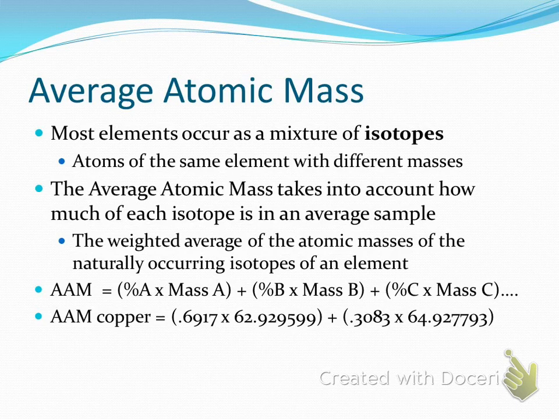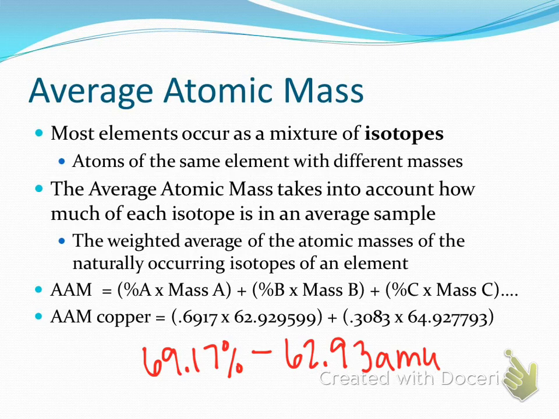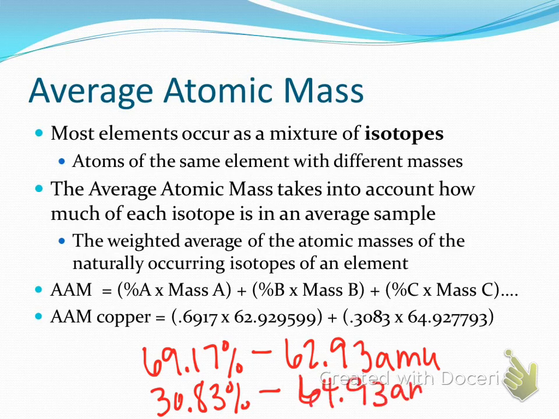So this is just an example you can look at for copper, and I just want you to practice plugging this into your calculator, okay, and then we'll do one for real. But this is saying that 69.17% exists at 62.93 AMU, and 30.83% occurs at 64.93 AMU. Does that make sense where these numbers are coming from? This would be like isotope A, and this would be like isotope B. Okay, so this is just an example, and then we'll walk through one from the very start.